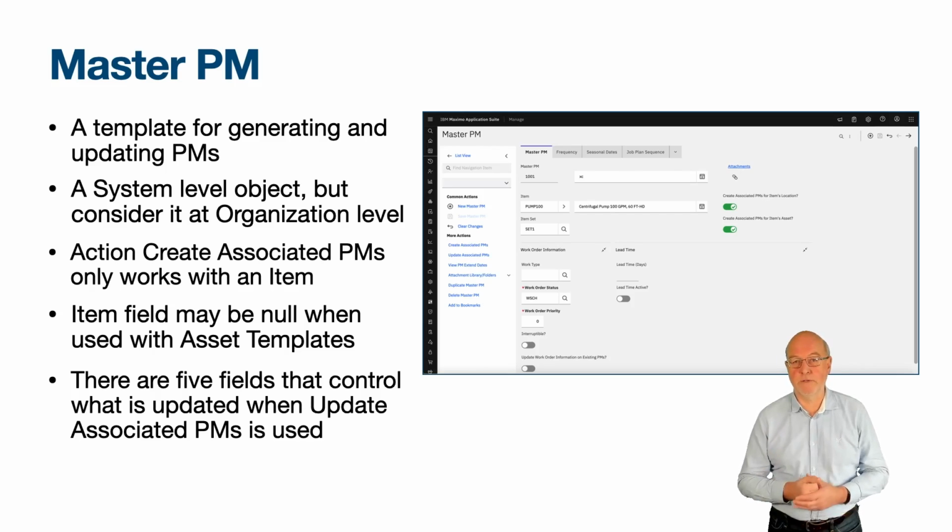The work order priority should be restricted in the range from 0 to 999, but there is no validation, and you would get an error if you tried something outside of this range when you go to create or update the PM records from the Master PM.